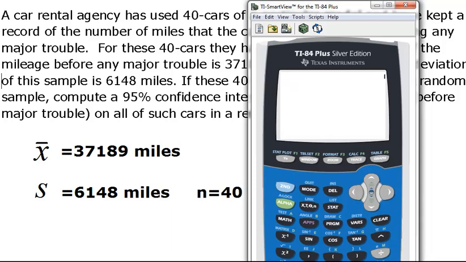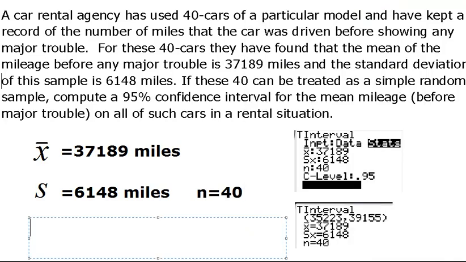So when we press enter, we are going to get the answer for the interval for the mileage before any major trouble for such cars in this situation. And the interval obtained is, so the mean miles for all such cars is somewhere in between these two values, and that we can say with a 95% confidence, okay?